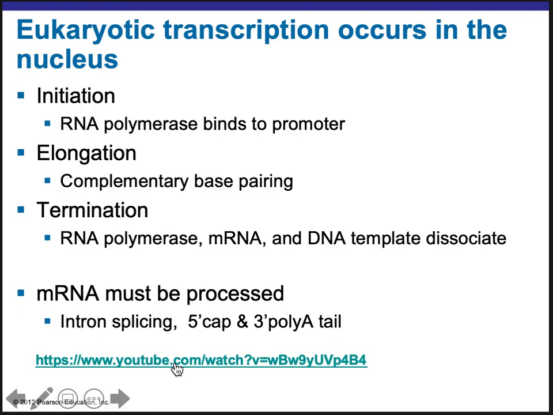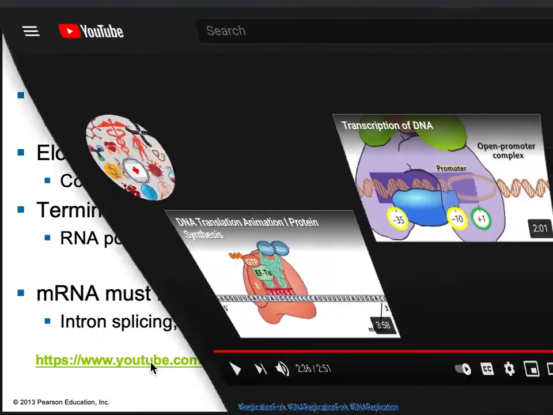So we have an animation that shows the steps of transcription. It shows initiation, elongation, termination, and the intron splicing, the cap, and the tail. And so this link here is talking about a eukaryotic cell. Okay, so let's go ahead and look at that.